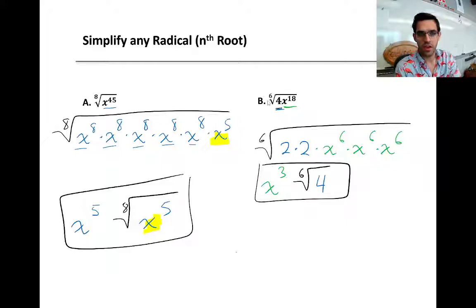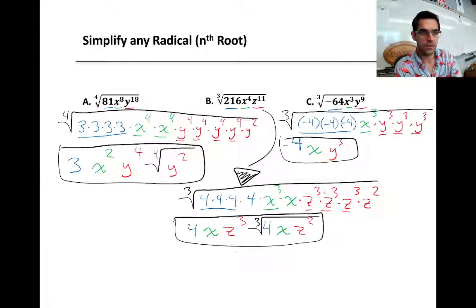Next one, we have the 6th root of 4 times x to the power of 18. 4 is a pair of 2's. 18 x's is 3 6-of-a-kinds. And I like 6 of a kind because we're doing 6th root. So the 2's, there's not 6 of a kind in the 2's, so it's going to stay as a 4 inside the root. The 3 6-of-a-kinds for x's are going to come out, so we have x to the power of 3, 1 x for each 6 of them. So x to the power of 3 times the 6th root of 4 is the final simplified expression.